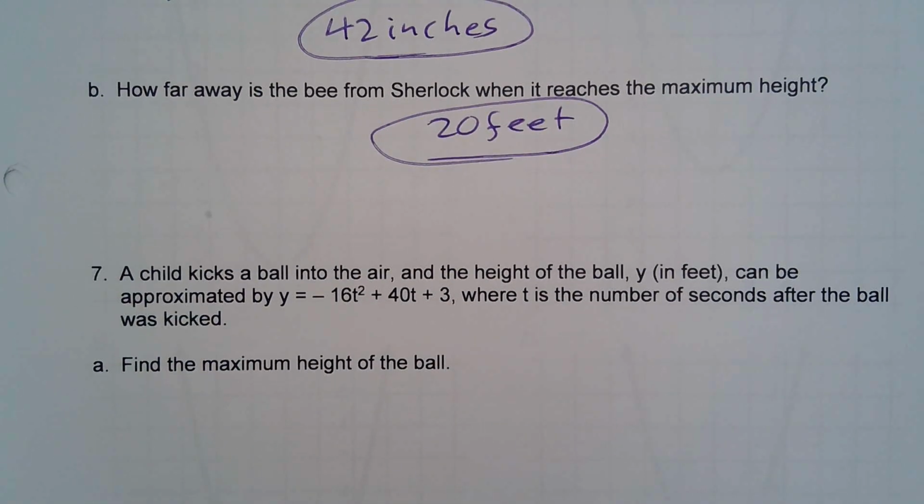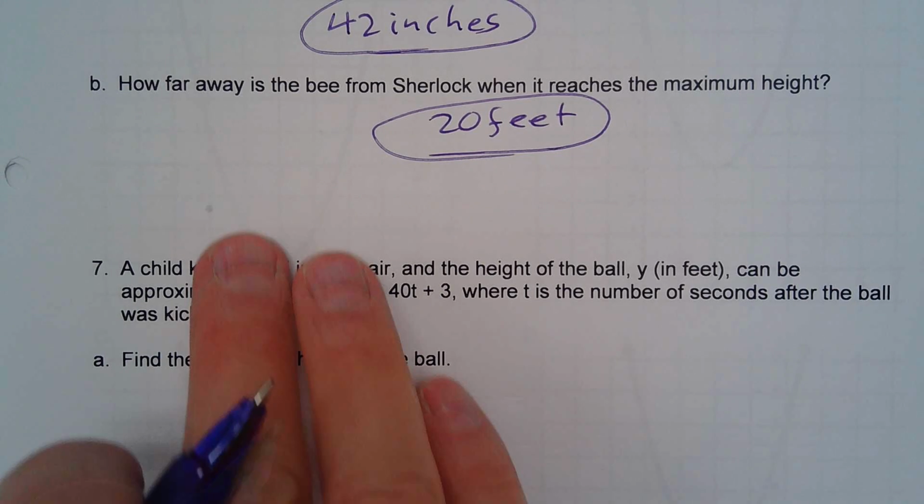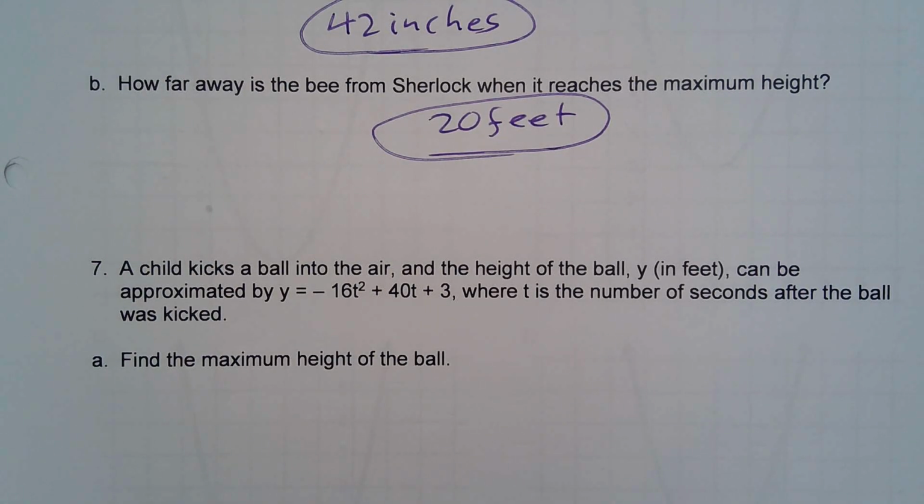Let's try another one. A child kicks a ball into the air, and the height of the ball, y, in feet, can be approximated by y equals negative 16t squared plus 40t plus 3, where t is the number of seconds after the ball is kicked. Find the maximum height of the ball. So again, for a maximum, or if it's a minimum, I would need to find the vertex. So that's the first thing I need to do.